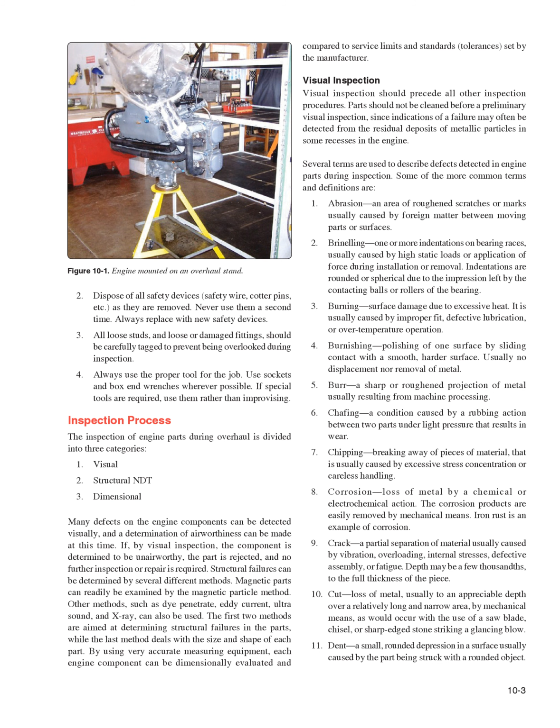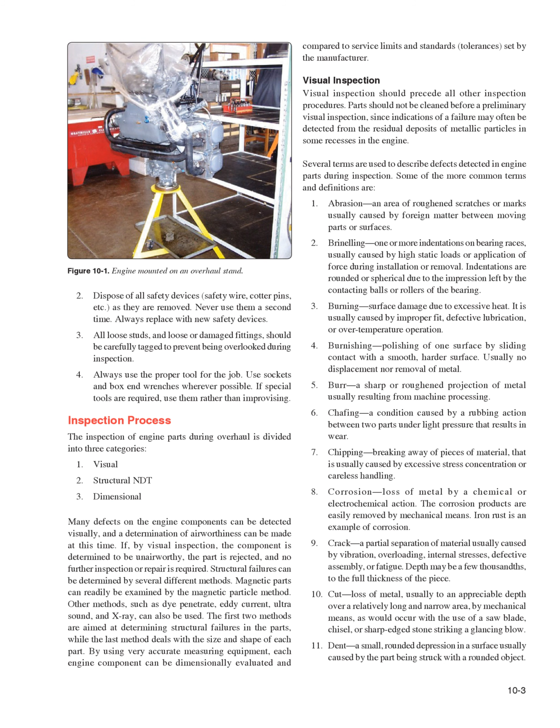7. Chipping, breaking away of pieces of material, that is usually caused by excessive stress concentration or careless handling. 8. Corrosion, loss of metal by a chemical or electrochemical action. The corrosion products are easily removed by mechanical means. Iron rust is an example of corrosion. 9. Crack, a partial separation of material usually caused by vibration, overloading, internal stresses, defective assembly, or fatigue. Depth may be a few thousandths, to the full thickness of the piece.